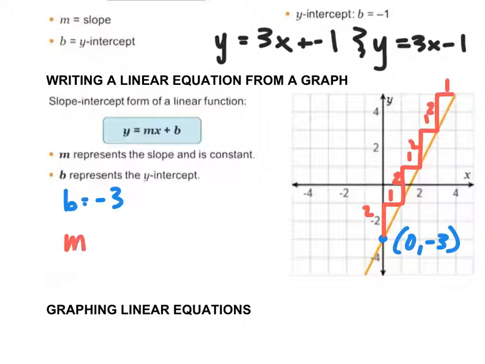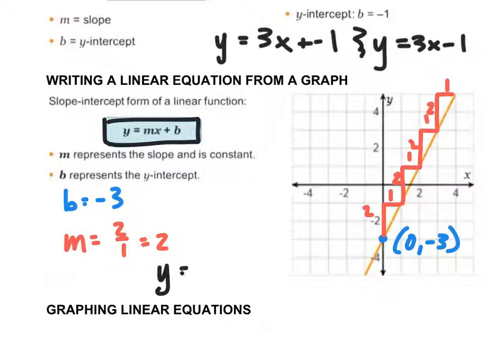So my slope m is equal to 2 over 1, which is just equal to 2. Then I can write my equation in slope-intercept form, and I could write this as y equals 2x minus 3. And that's that.